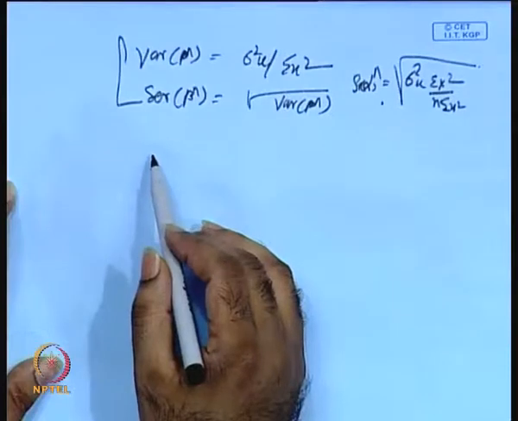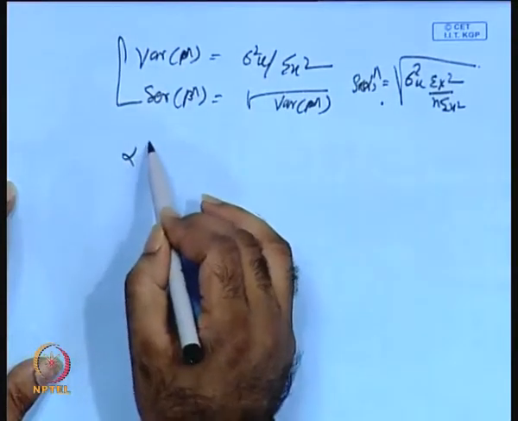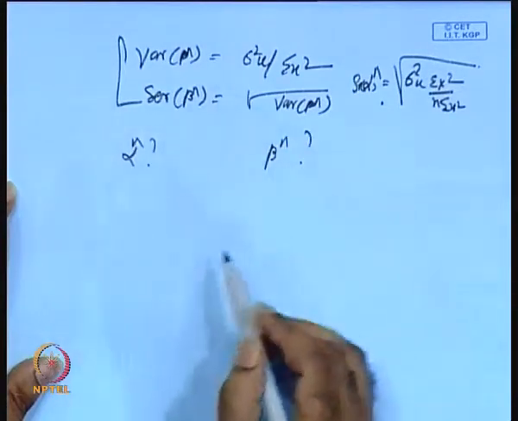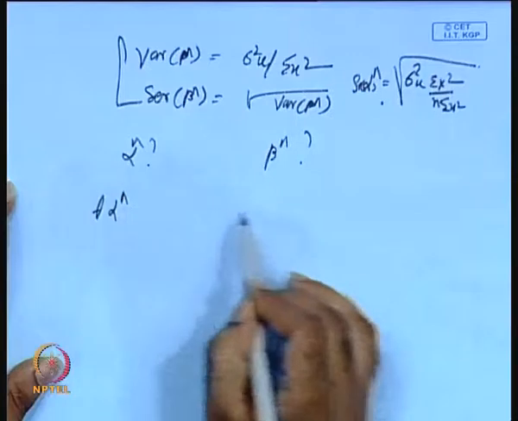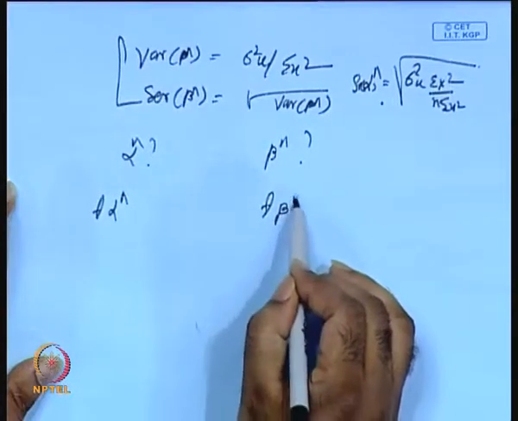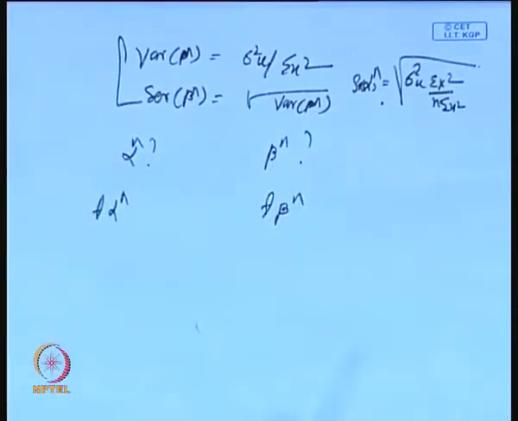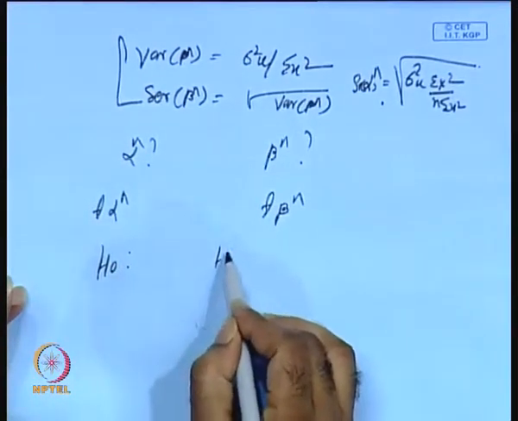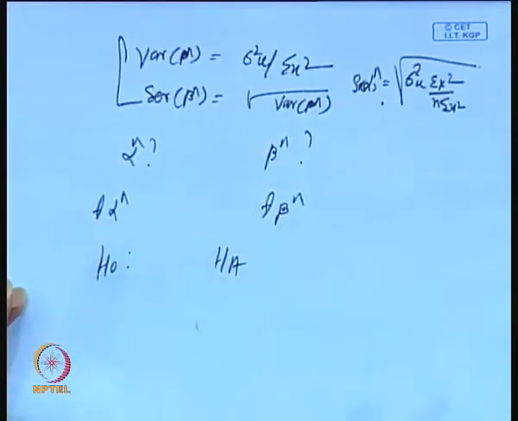So, what is the issue here? Now our objective is to know whether alpha hat is significant or beta hat is significant. So, we need to calculate T of alpha hat and T of beta hat. To know the significance of alpha hat and beta hat, we have to use a statistical hypothesis. Basically, the statistical hypothesis is divided into two parts called the null hypothesis and the alternative hypothesis.